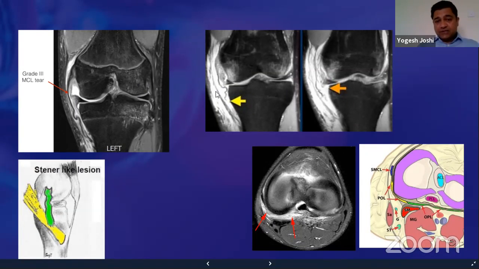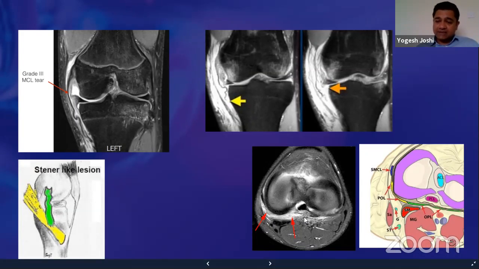And you can see this is a total blowout. So you can see there is a diffuse injury to the whole MCL along with the deep part of the MCL, and you can't really identify the components here. And even if this heals, it will heal in a stretched position and the patient will have a residual instability.